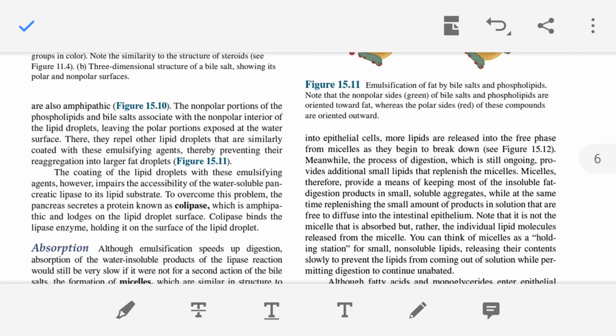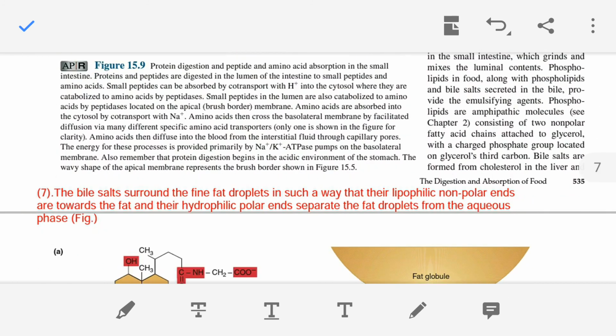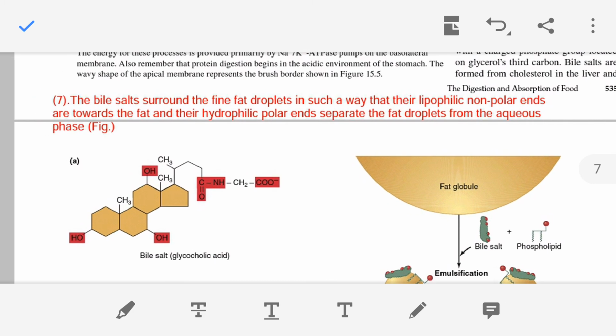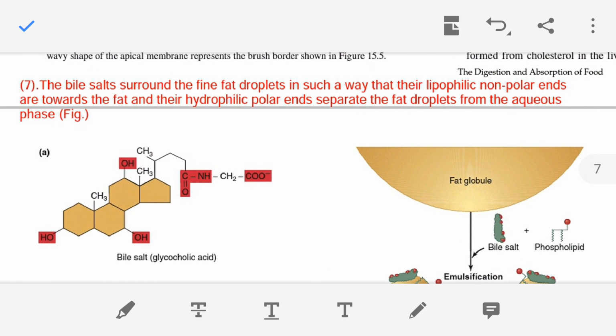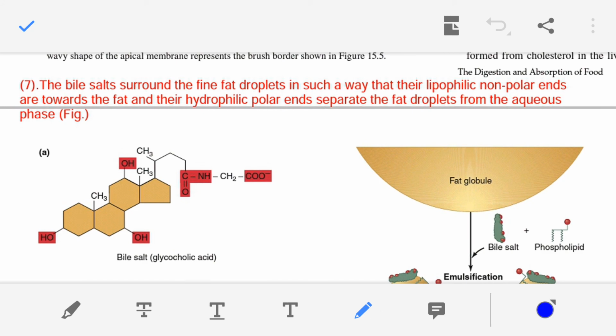Moving on to the 7th point of our discussion. Now the attachment of bile salt, how they are present around the small fat droplet. As I was explaining, the bile salts surround the fine fat droplet in that manner that their lipophilic non-polar end is toward the fat, and the hydrophilic polar end is towards the aqueous phase.